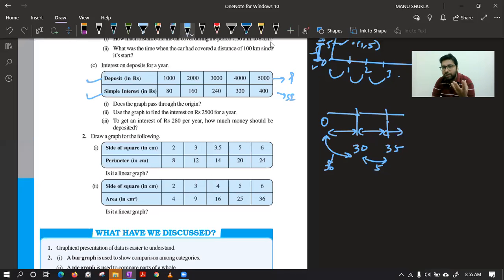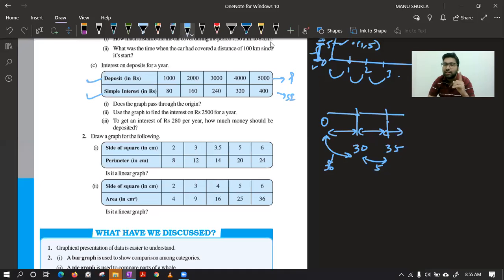In this graph, Joel is saying hen came first. In this case we have to see that principal is independent, that is why it is on the x-axis, and simple interest is dependent, that is why it is on the y-axis. There is no hard and fast rule. You can draw on any axis, but we try to go for these things.